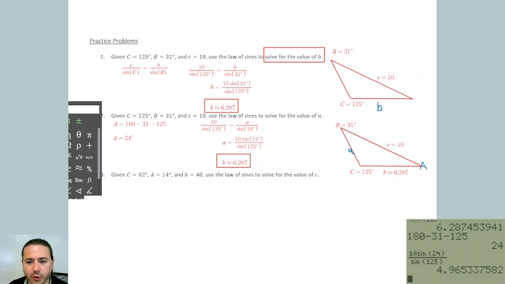And we get about 4.965. And there's side A. Okay, no big deal.